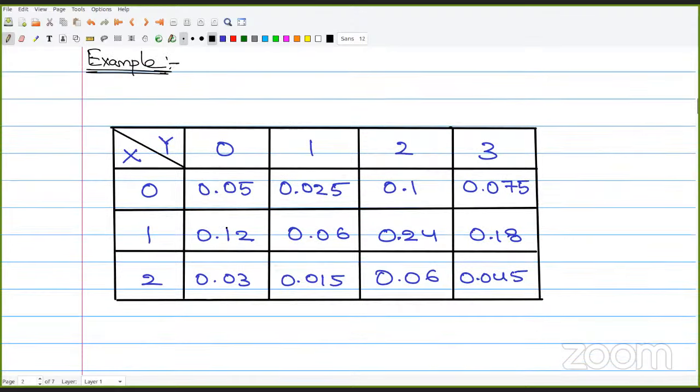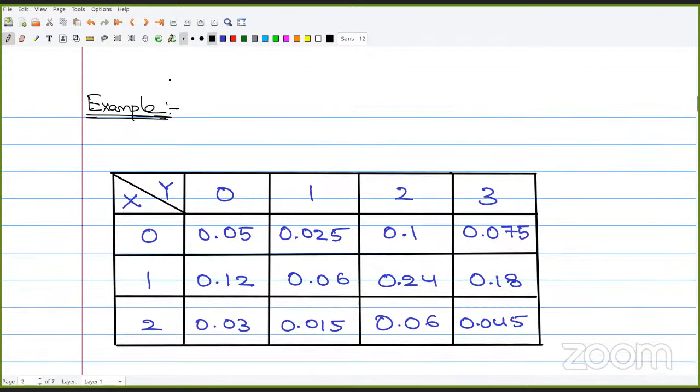So this is a joint PMF of x and y. Now, first and foremost question: what is Tx, the range of variable x? 0, 1, 2. It's the values that x takes. What is Ty? 0, 1, 2, 3.